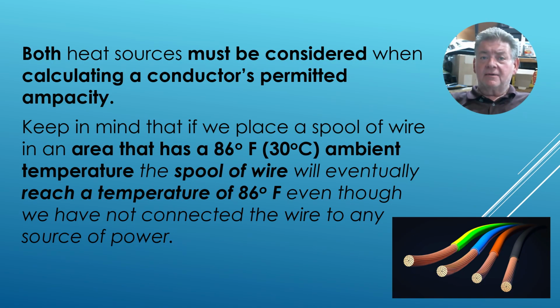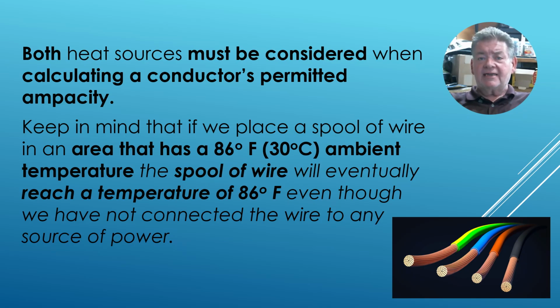Keep in mind that if we were to place a spool of wire in a room, an area that has an ambient or surrounding air temperature of about 30 degrees C, 86 degrees Fahrenheit, that spool of wire will eventually reach a temperature of 86 degrees Fahrenheit, even though we haven't even installed it yet. It's just sitting in a coil in the room. Temperatures tend to even out.